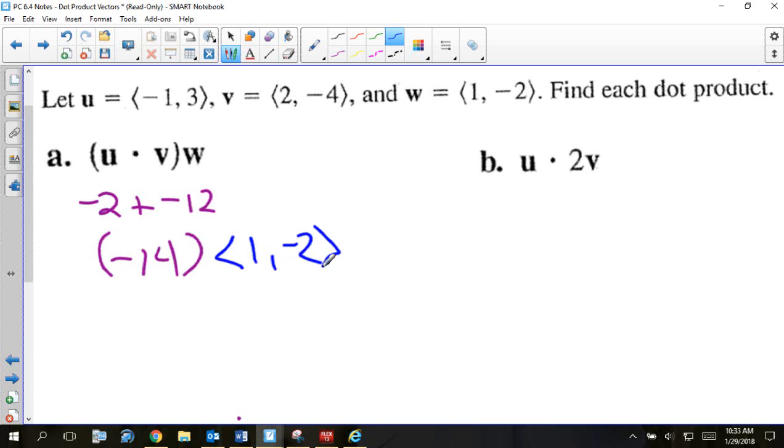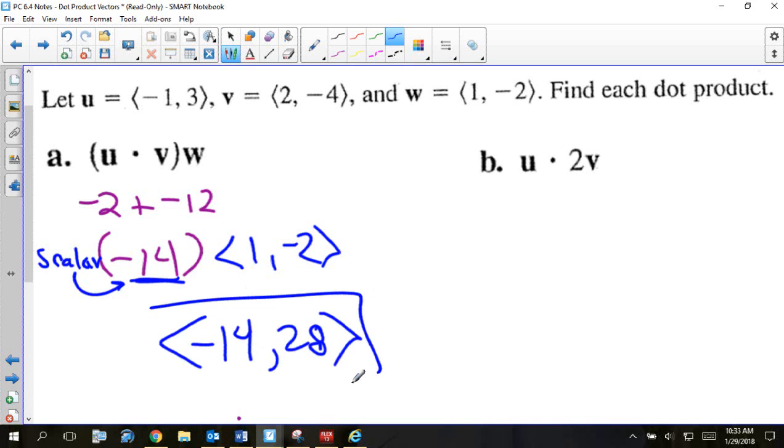So this here is a scalar. To multiply a scalar times a vector, we don't use the dot product. We use what we did in the last assignment. We take -14 and multiply by the x and the y. We get -14, positive 28. So is that answer a scalar or a vector? That would be a vector.